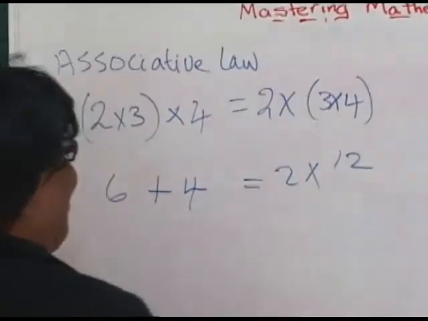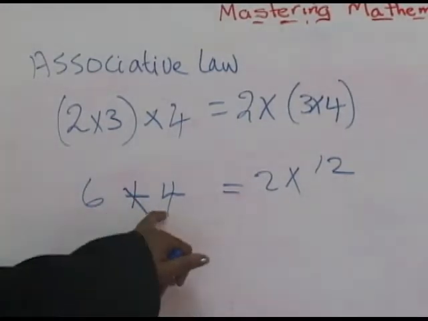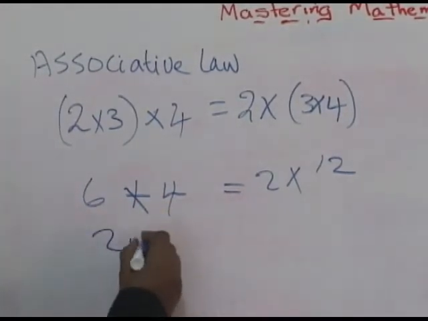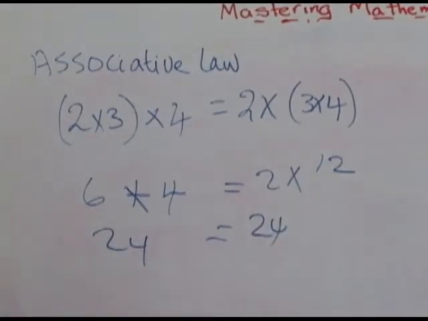2 times 12, and then we're saying 6 times 4 would give us 24, and 2 times 12 would give us 24. So again, the order in which we, in groups of 2s, put our numbers and the operation, we will get the same answer.